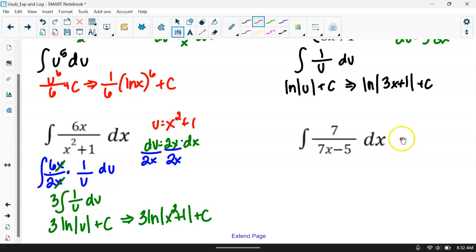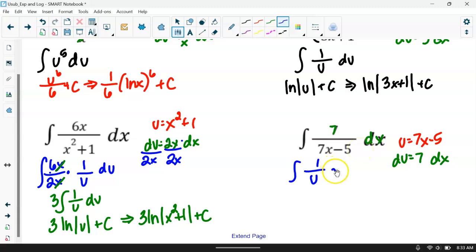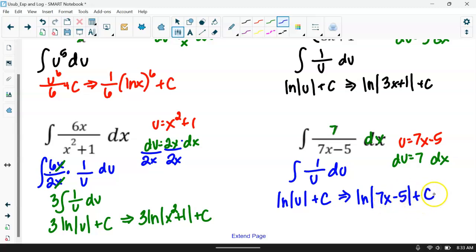And here we go. U is 7x minus 5. The derivative of u is 7 dx. Can we directly substitute? Yes, because I've got 7 dx here. So this means substituting, you should have 1 over u, because again, 7 dx is being substituted by du. Now, integral. Integral is the natural log of the absolute value of u plus c. So then after substituting, the integral is natural log of the absolute value of 7x minus 5 plus c.